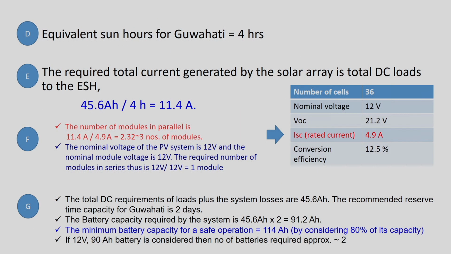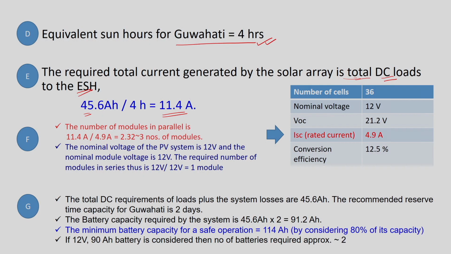For equivalent sun hours, if we consider a place like Guwahati, it may be 4 hours. The required total current generated by the solar array is the total DC load divided by the equivalent sun hours. Equivalent sun hours is 4 and the total DC load is 45.6, so we get 11.4 ampere.